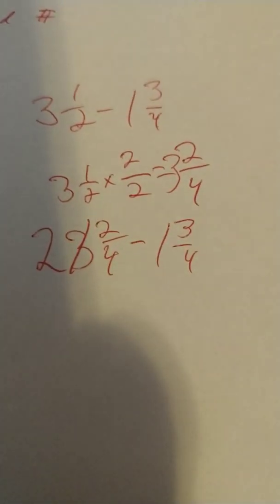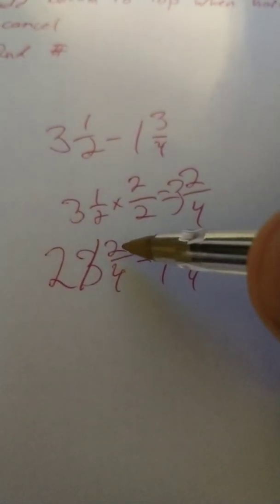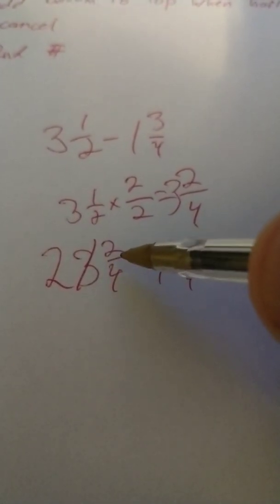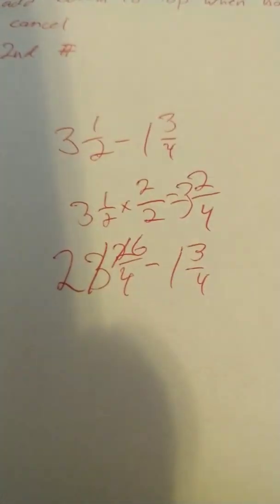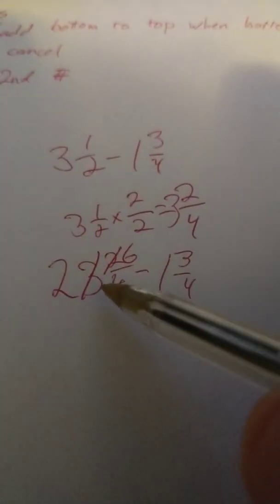That's the same thing from second grade. Nothing has changed. This 2 right here does not turn into a 12. What we do is we take the bottom number, the 4, we add it to the top, and we get a 6.